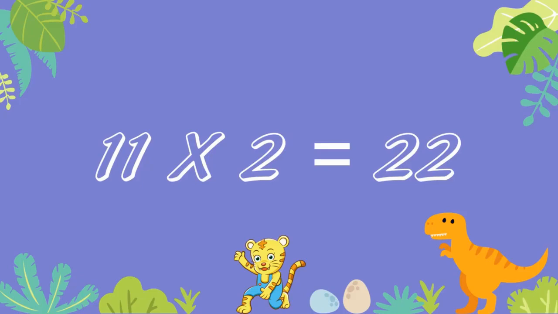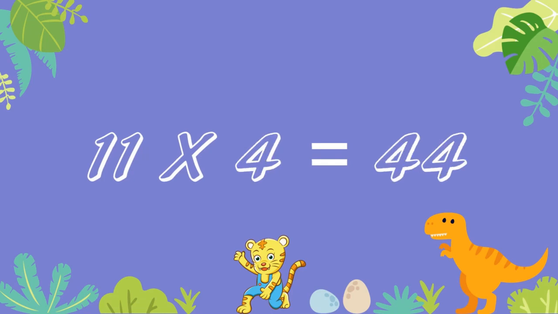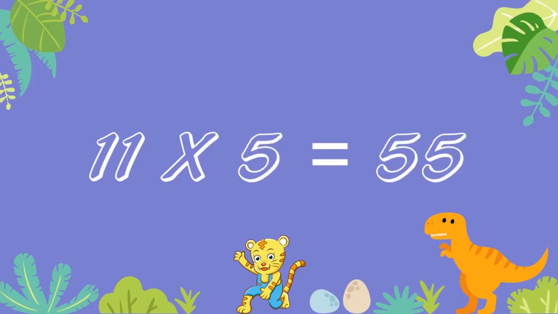11 twos are 22. 11 threes are 33. 11 fours are 44. 11 fives are 55.